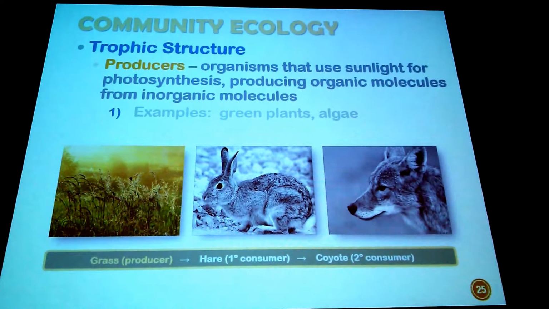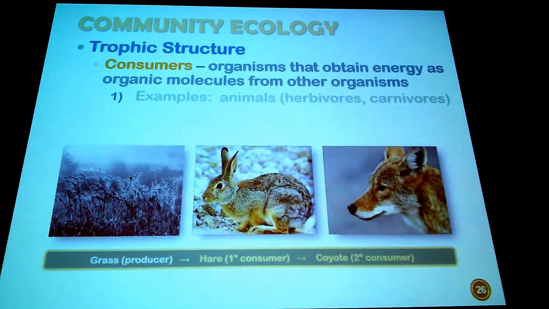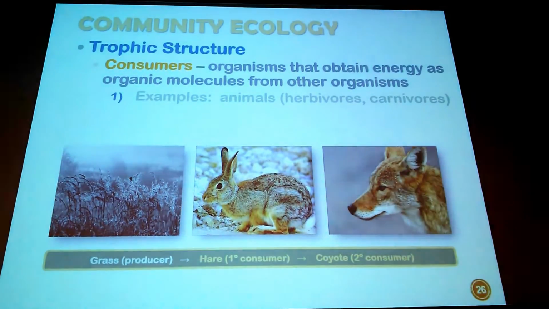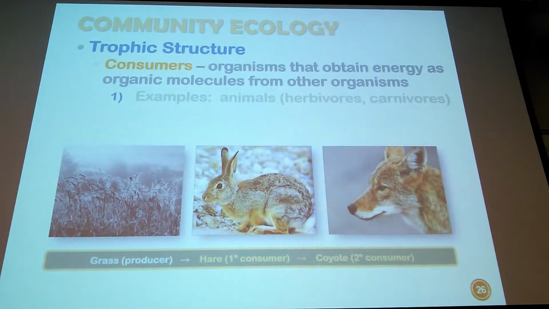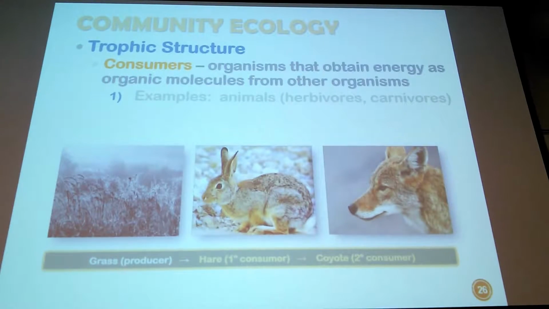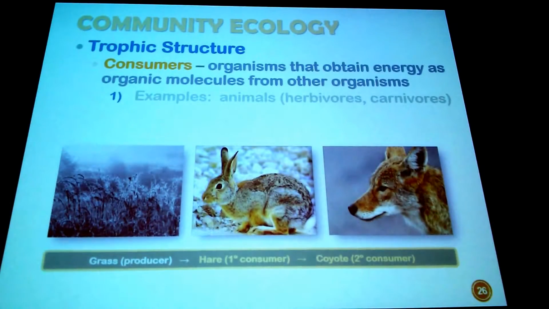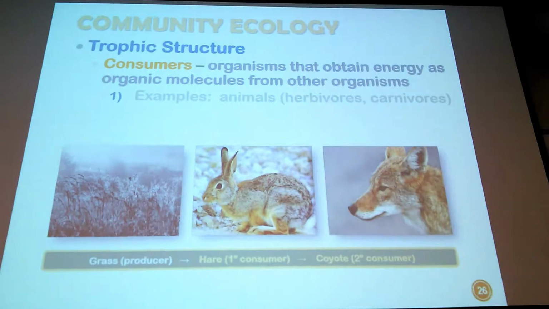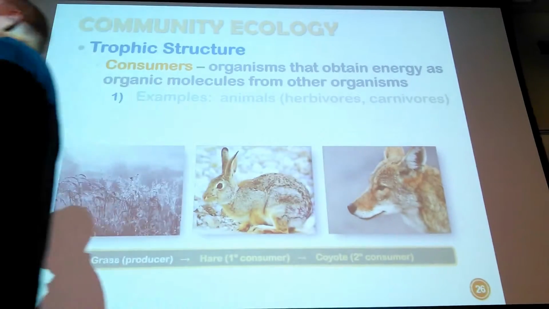So, who else is here? Well, we've got consumers. Organisms that obtain energy as organic molecules from other organisms. They can't make their own food. What do we call these guys before? Not autotrophs, they were heterotrophs. Now they're consumers. And we distinguish one from the other by saying, well, it's either a primary or secondary consumer. These are herbivores, or carnivores, plant eaters, and plant eater eaters. Meat eaters.